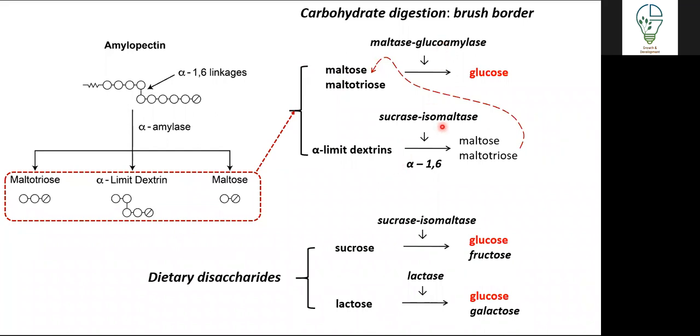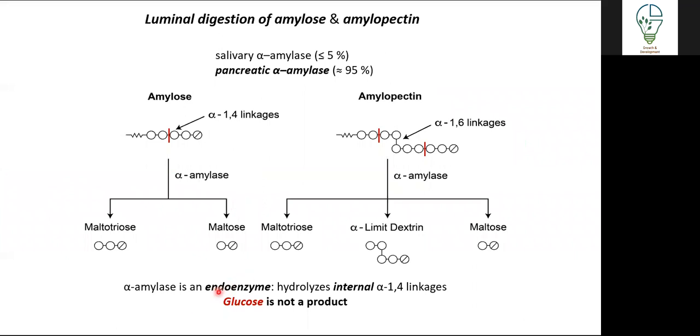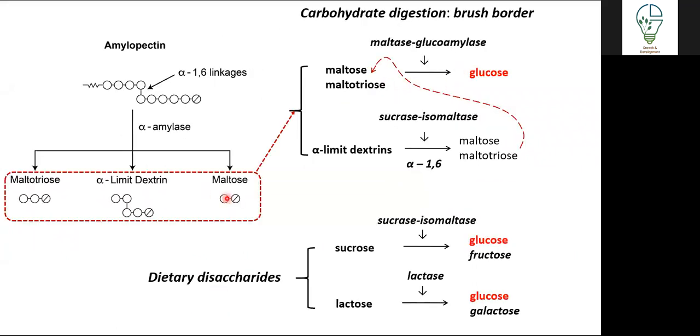Okay, so looking at the maltase glucoamylase, this one right here, this one simply just takes the maltose and maltotriose, these ones, and just breaks them down into glucose. So the maltase glucoamylase is an exoenzyme, not an endoenzyme. This is an exoenzyme because it can cut the terminal bonds. Make sense? Simple enough, I think. So it cuts the alpha 1,4 terminal bonds of maltose and maltotriose. Simple. That's what maltase glucoamylase does.